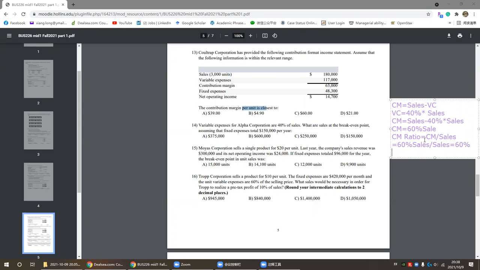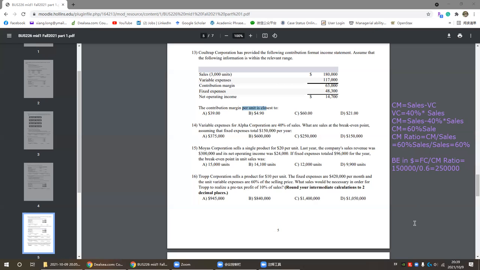Then our total dollar amount, the break-even in money, will be equal to fixed costs divided by our contribution margin ratio. So it will be equal to 150,000 divided by 0.6. So the answer will be equal to 250,000. So the answer will be C. Okay, that's how you get these answers right here.